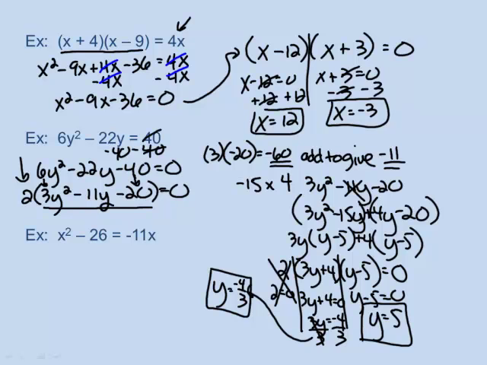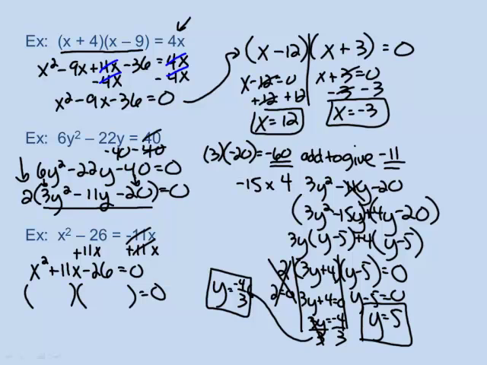Okay, third example. X squared minus 26 is equal to negative 11x. We need to set it equal to 0, so we're going to add 11x to both sides. Now we've got x squared plus 11x minus 26 equals 0. We put the 11x in between because we need our equation in standard form. Ax squared plus bx plus c equals 0. Okay? Not a greatest common factor, but a simpler trinomial, so we'll go ahead and factor that out.